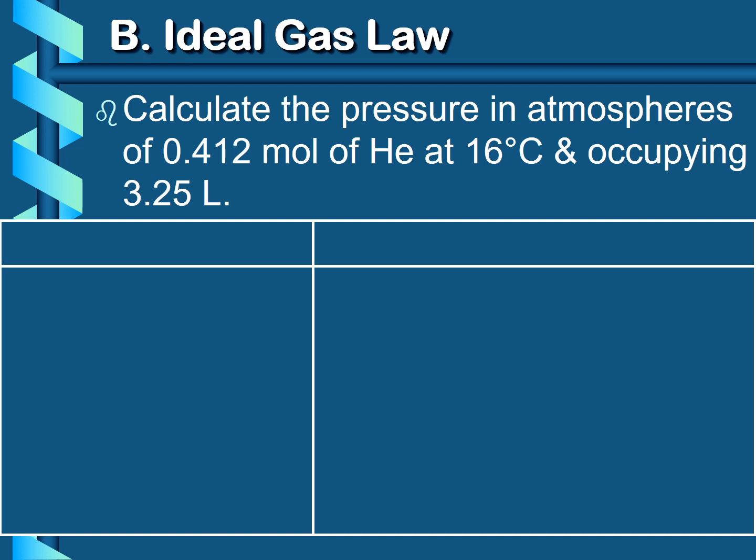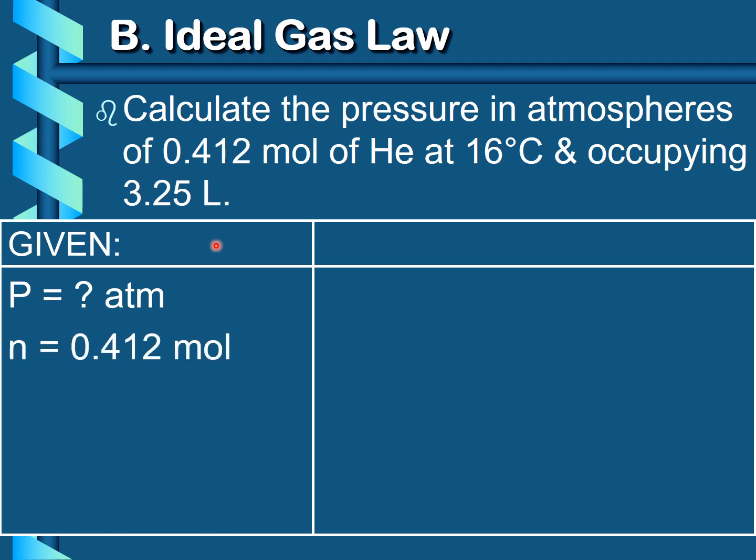Now let us try to use the ideal gas law. Let us understand the ideal gas law using this problem. Calculate the pressure in atmospheres of 0.412 mole of helium at 16 degrees Celsius and occupying 3.25 liters. The first thing that you need to do in any problem is to identify the given physical quantities. So we have pressure, which is unknown. We have the number of moles of that helium gas, which is 0.412.